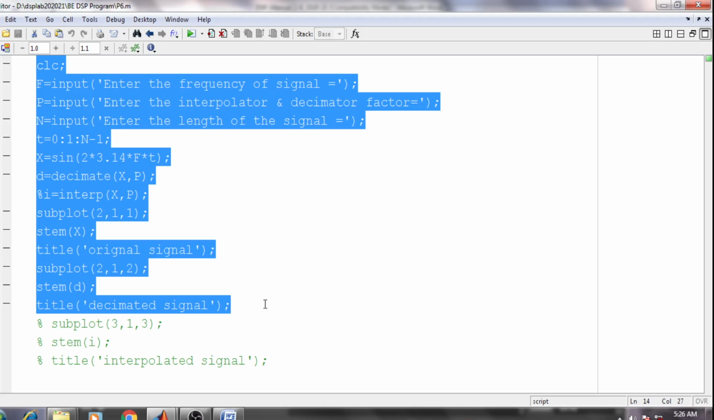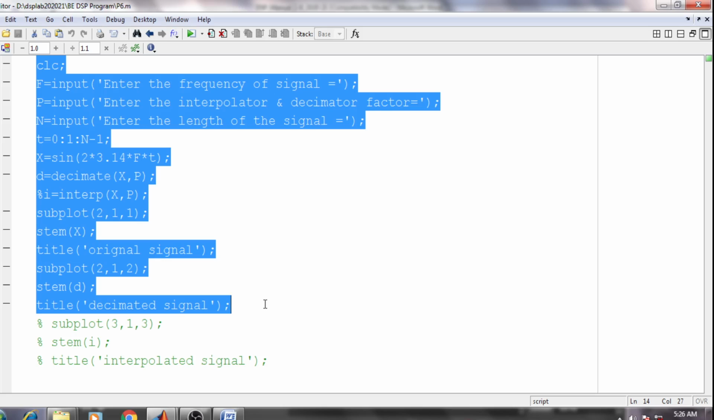Here only a simple function is written, x is equal to sine 2 pi ft. You know the formula, x is equal to sine 2 pi ft, so that's why 2 is multiplied with 3.14 pi into f into t is given. And the value x is calculated.